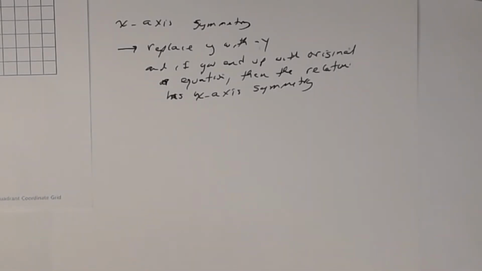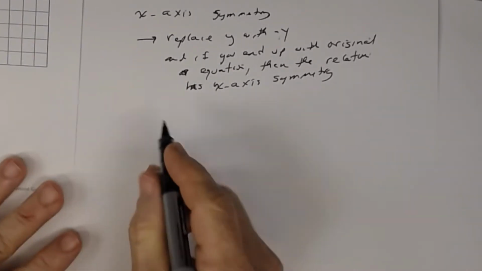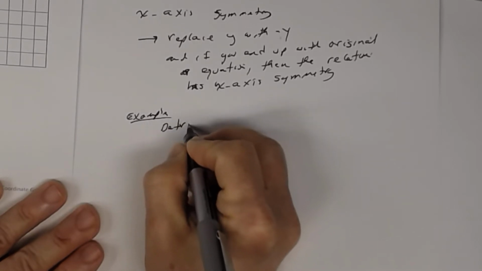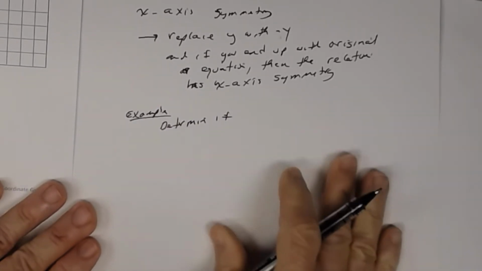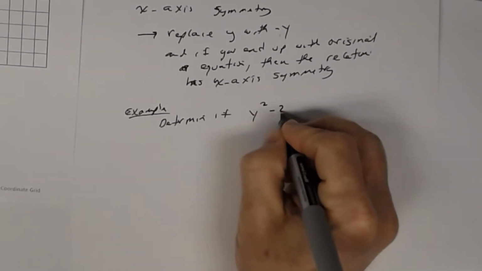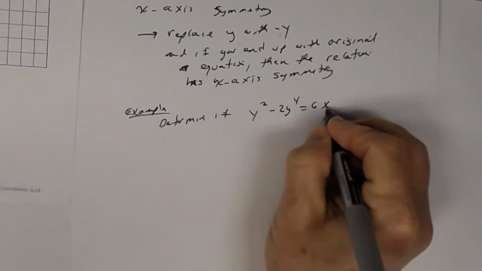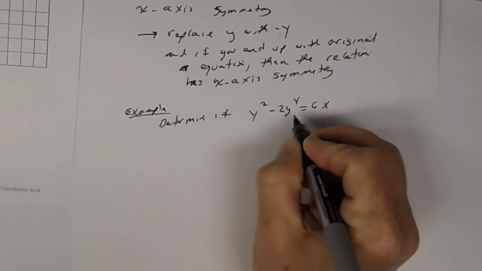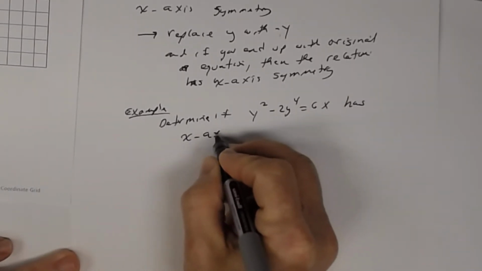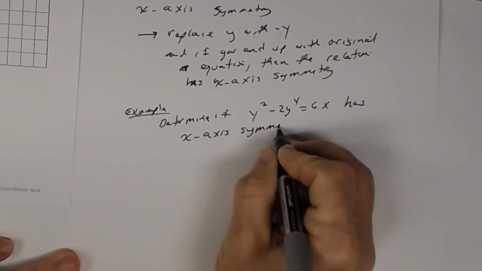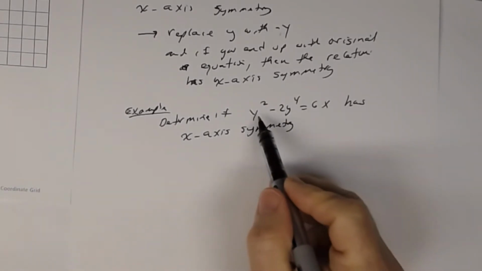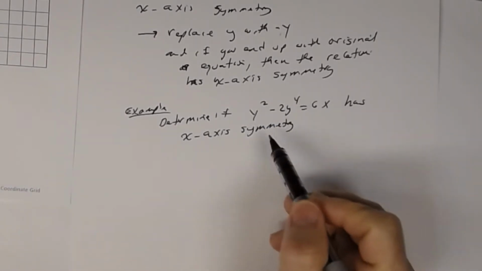So let's look at an example. Determine if, and let's do this one, y squared minus 2y to the 4th equals 6x has x-axis symmetry. All right, so determine if the graph of this relation has x-axis symmetry.